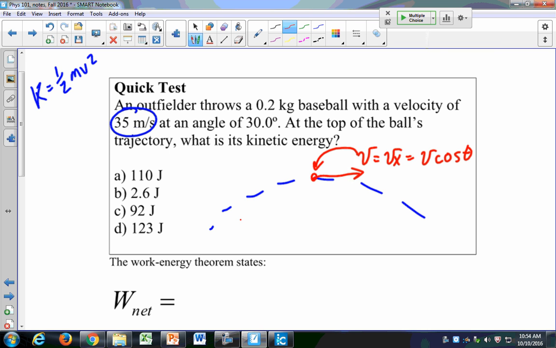So it's going to look like that. I'll have 1/2 of my mass, which is 0.2 kilograms, times the speed, which is v cosine theta, which is 35 meters per second, cosine of 30, and then that whole quantity you have to square, and that's equal to 92 joules. You'll see some problems like that, where this thing is traveling at a certain speed. What is its kinetic energy?